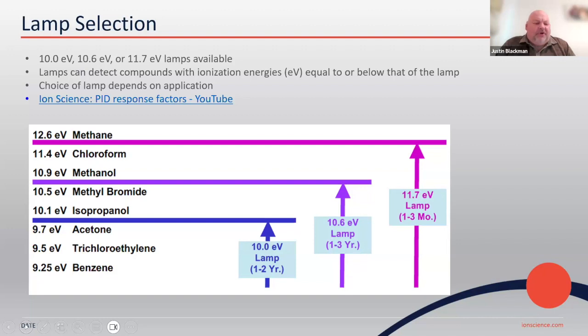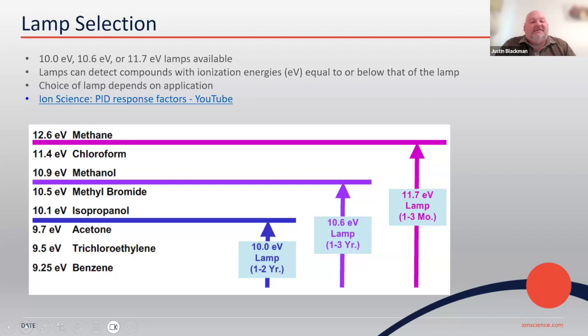You can see here with the blue 10.0 offering, with 10.0 eV being produced by the lamp in the detector, there is enough energy to ionize and detect acetone, which has a 9.7 electron volt ionization potential. But 10.0 is not higher than 10.1, so you cannot ionize and measure isopropanol.